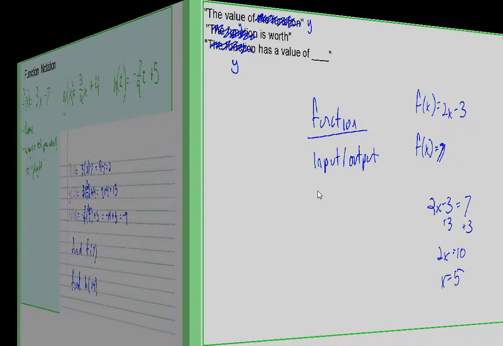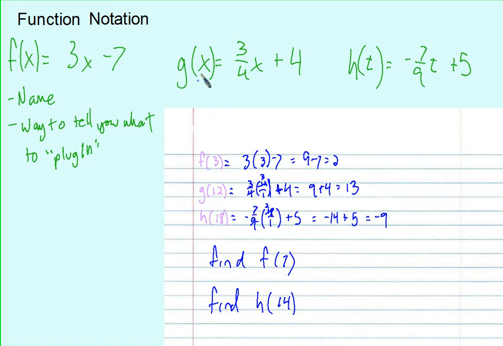If you remember from the previous page, I replaced every y with an f of x, g of x, h of t. We're just replacing y with a new notation, a new way of really just saying y. Why do we replace y with all these things? Again, to give it a name and also to give you a quick, easy way to plug a value into this function.